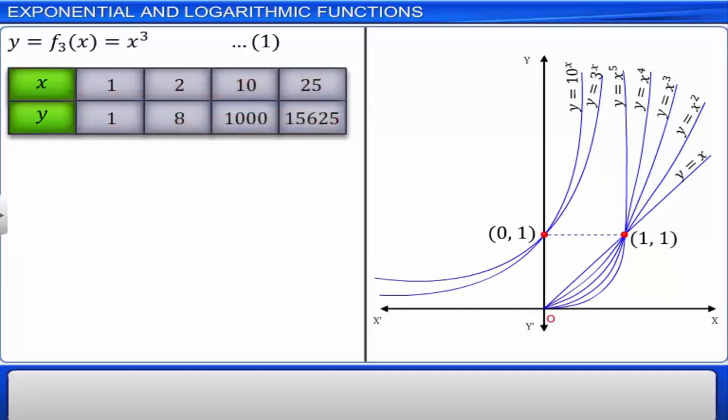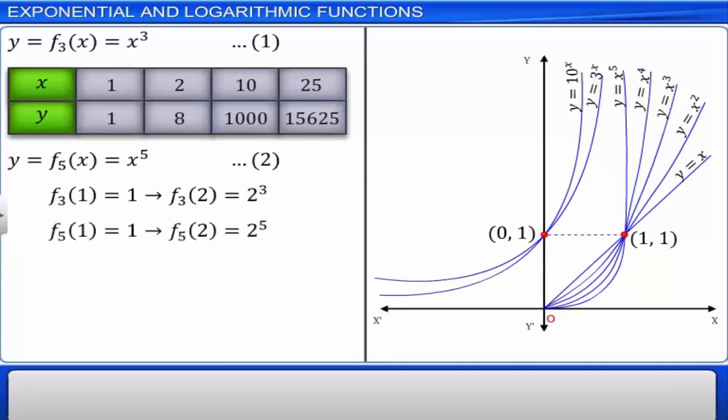Consider another function y = x⁵. Here we see that as x increases from 1 to 2, f₃(x) increases from 1 to 2³, and f₅(x) increases from 1 to 2⁵. Observe that for the same increment in the value of x, f₅(x) increases faster than f₃(x). This change is quite evident if we take higher powers of x into consideration.